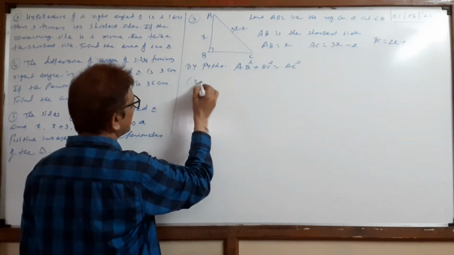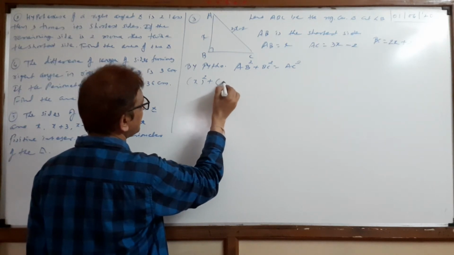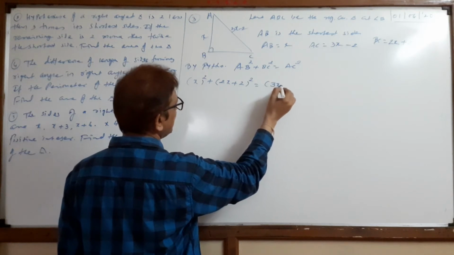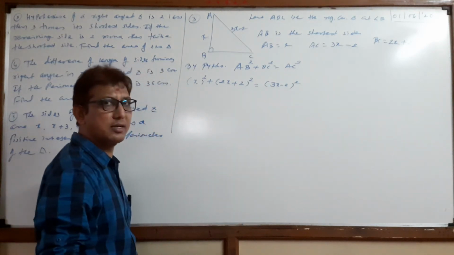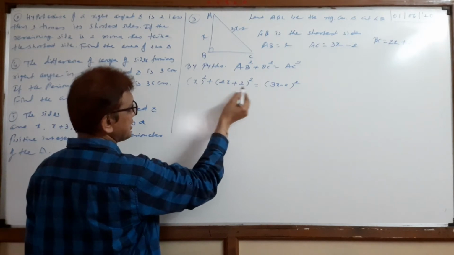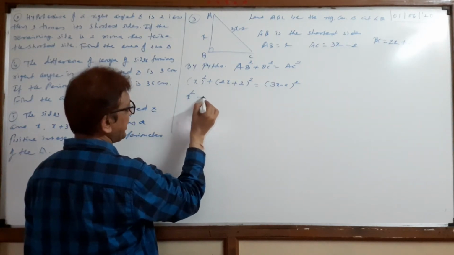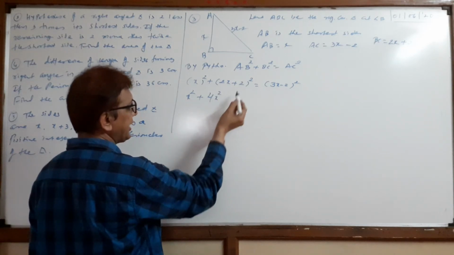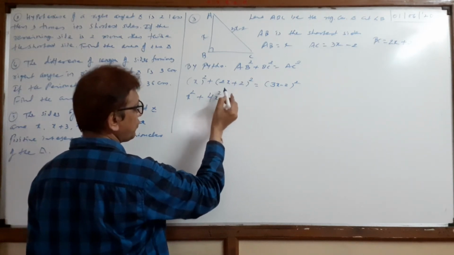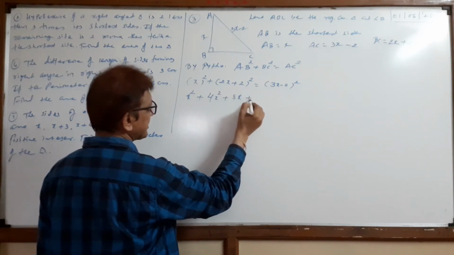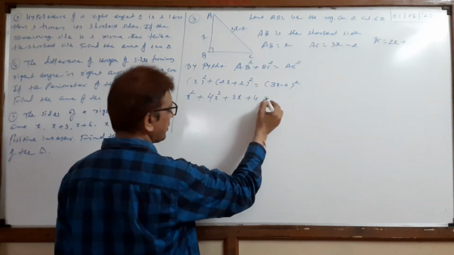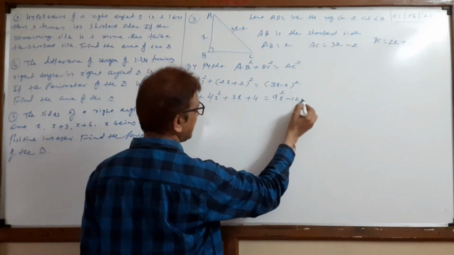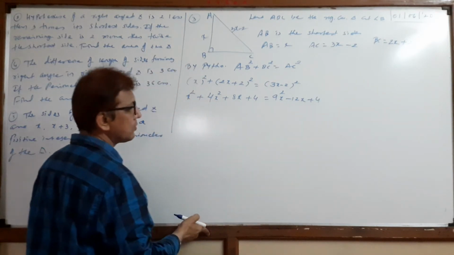Now AB equal to x, BC equal to (2x plus 2) whole square and AC equal to (3x minus 2) whole square. Okay? Now expansion here and here also, (a plus b) whole square. First we write (2x) whole square, 2x square, 4x square. 2 times 2 is 4, 4 times 2 is 8x, and 2 square is 4. Here (3x) square is 9x square, 2 times 3 is 6, 6 times 2 is 12x and 2 square is 4.